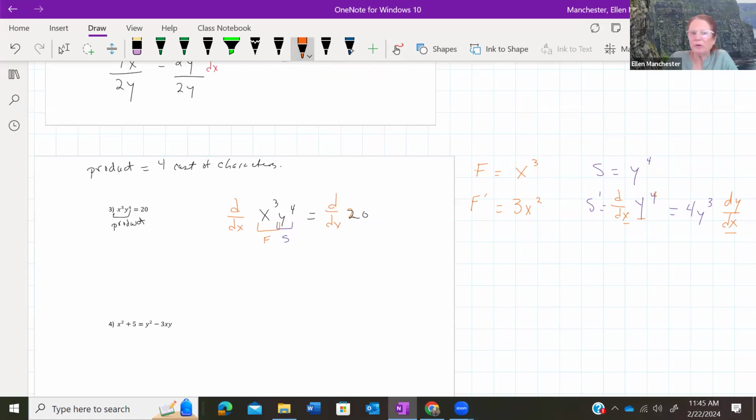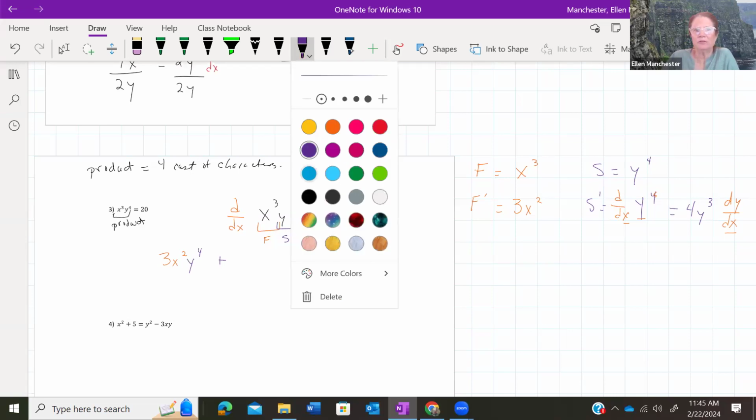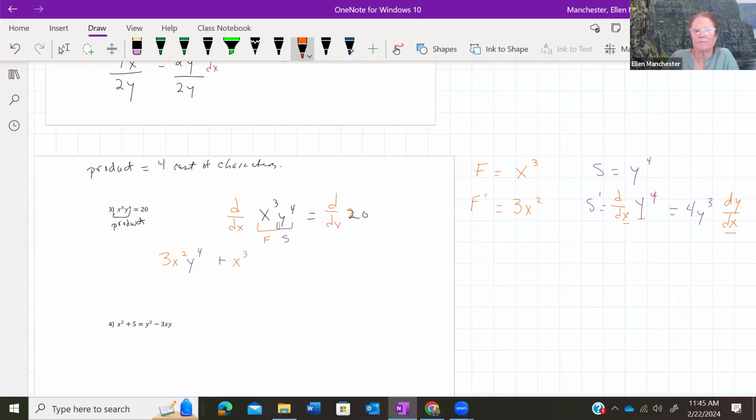Okay, so the minute I see product rule, I go ahead and write my four cast of characters. That way I can just plug them right in. I don't have to stop and start again. I see the product rule, I write my cast of characters, and then I come back and I plug it into the product rule formula. So here we go. Derivative of the first times the second plus the first times the derivative of the second. Actually, I'm going to do this dy/dx in a different color so it stands out.